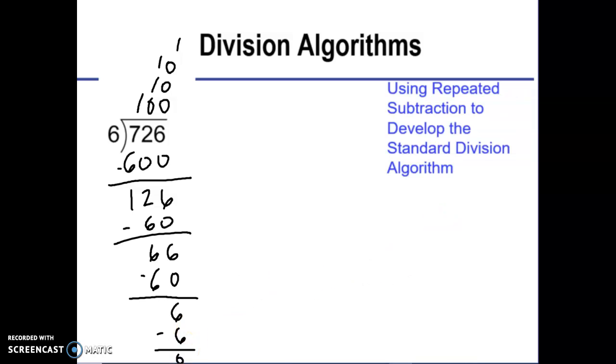So to find the answer when you're doing repeated subtraction, the answer is here. I need to add up all those numbers, and then that's going to be the answer to my division problem. So 100 plus 10 plus 10 plus 1 is going to end up being 121. So 726 divided by 6 is 121.